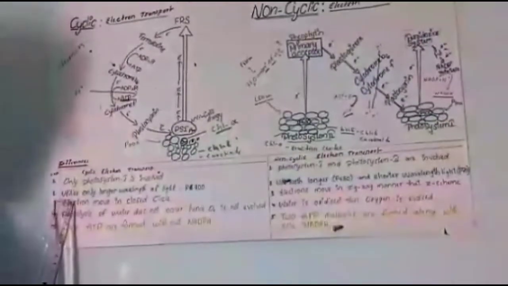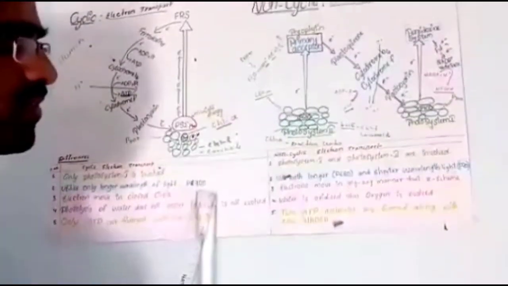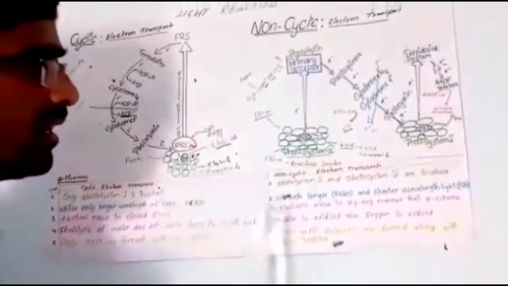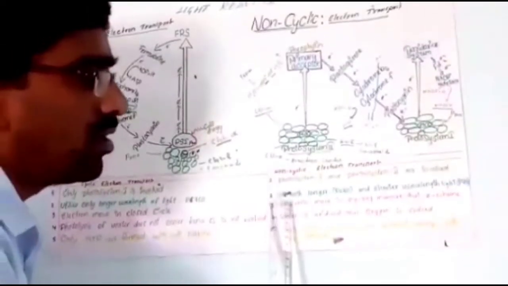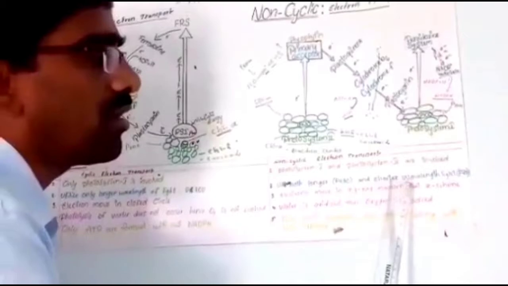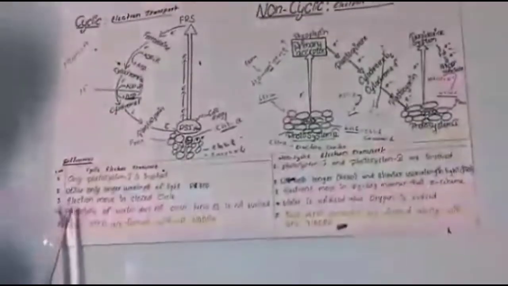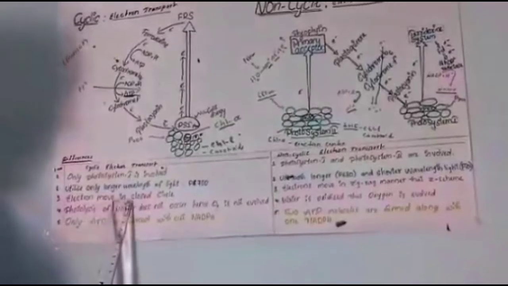In the cyclic process, the second difference is the utilization of only the longer wavelength of light, P700. But in the non-cyclic process, both the longer wavelength P700 as well as the shorter wavelength P680 are used. Then here, the electron moves in a closed circle.